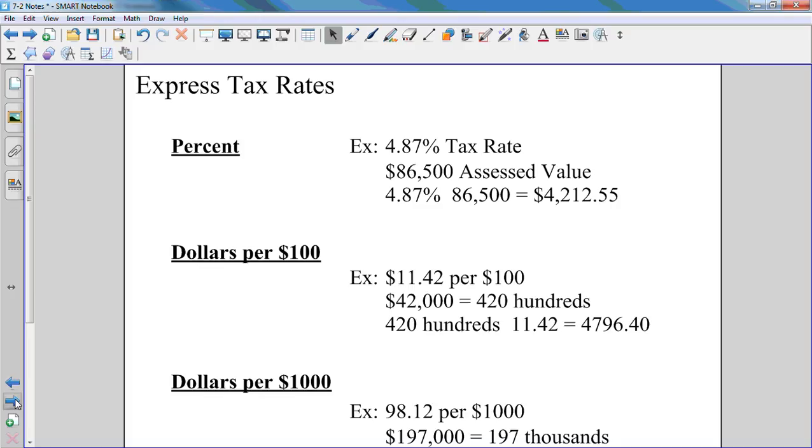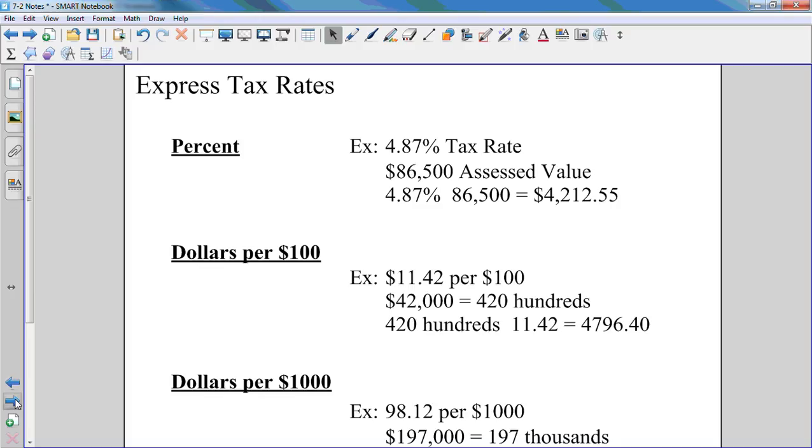I don't know why they wouldn't just make it universal. Let's just call everything mills, or everything a percent, or everything dollars per 100. Instead, they express it four different ways. So you have to be the person who figures out what they are equivalent to.